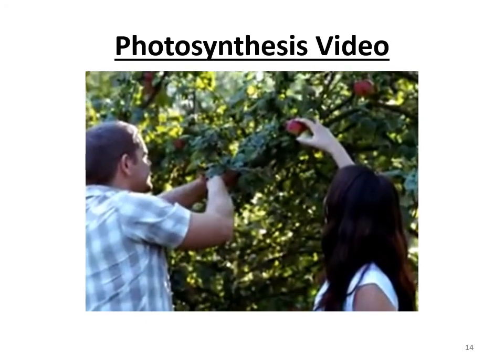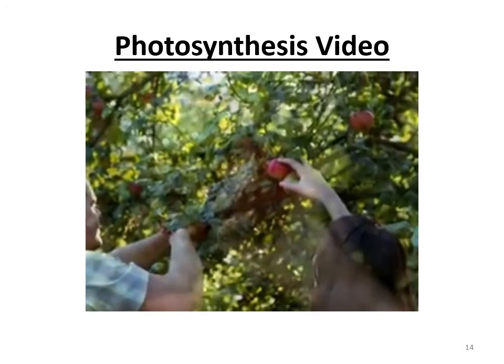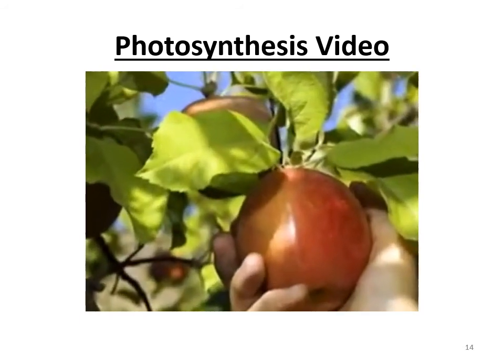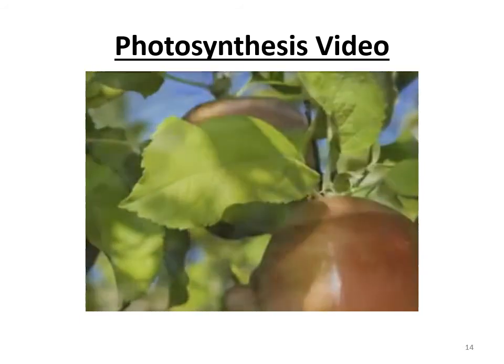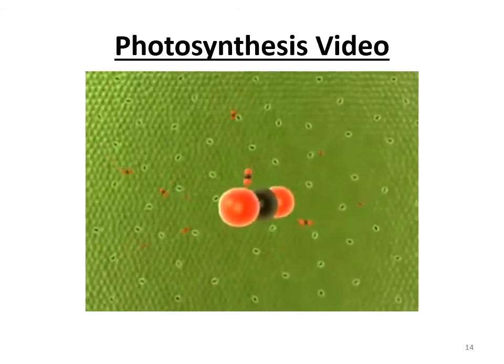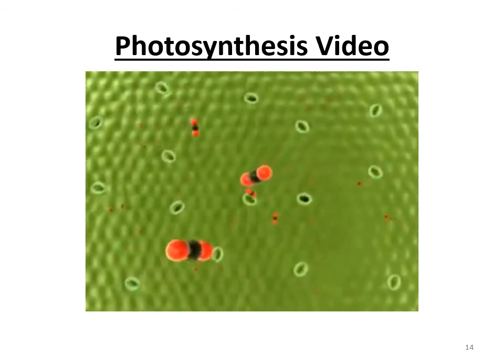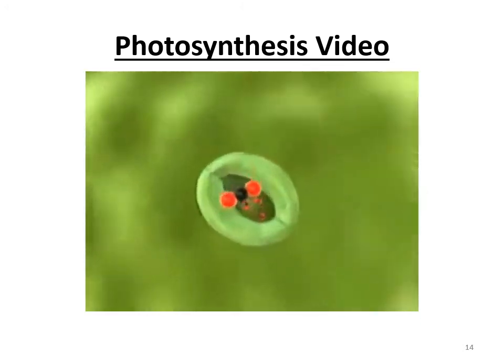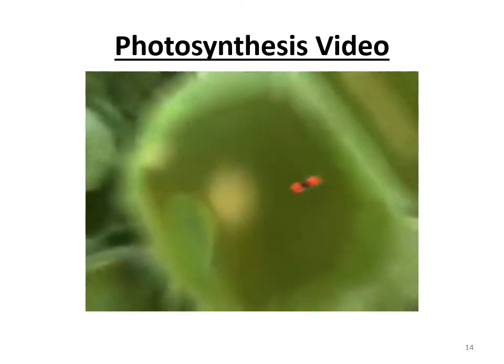Plants provide us with food to eat and oxygen to breathe. They perform this amazing feat by the process of photosynthesis. Let's take a closer look. Photosynthesis requires carbon dioxide, which diffuses into the leaf through small pores.